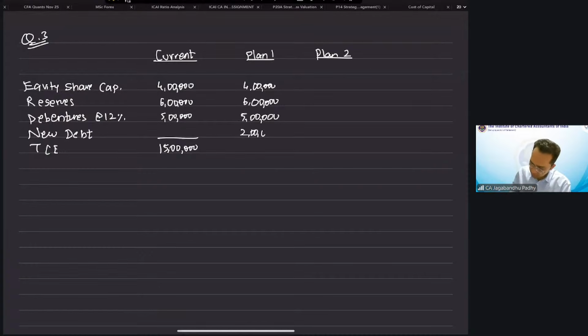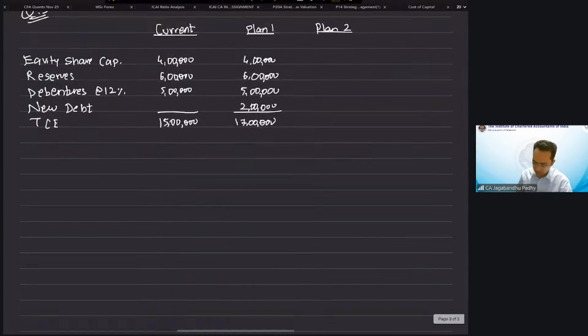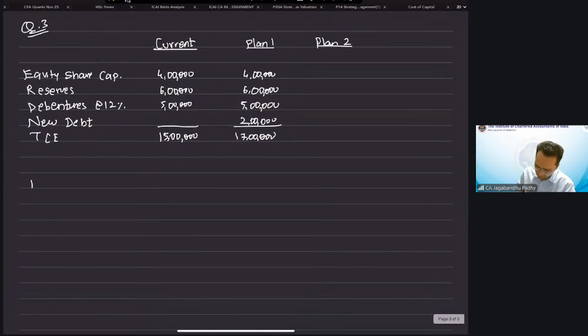Now, what will be the rate of interest on this debt? Because this is going to be like 17 lakh. So how do we determine the rate of interest that will be applicable on this debt? The question says that we have to look for the debt equity ratio, which is debt upon debt plus equity. If this particular ratio is higher than 35%, P ratio will be 8 and the new interest will be 14%.